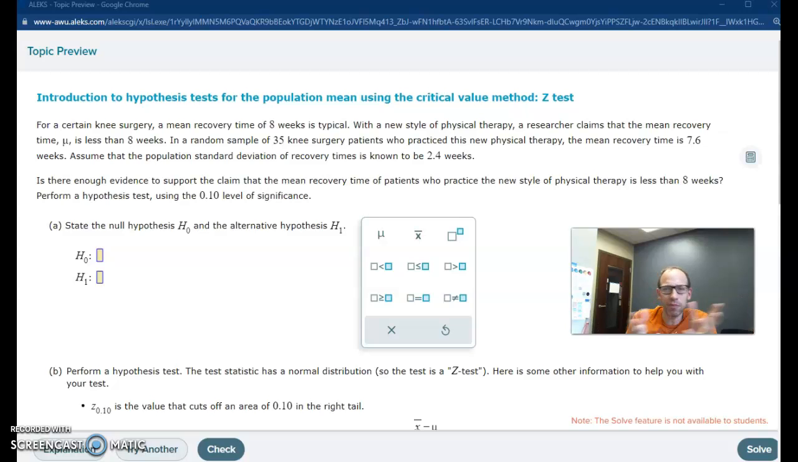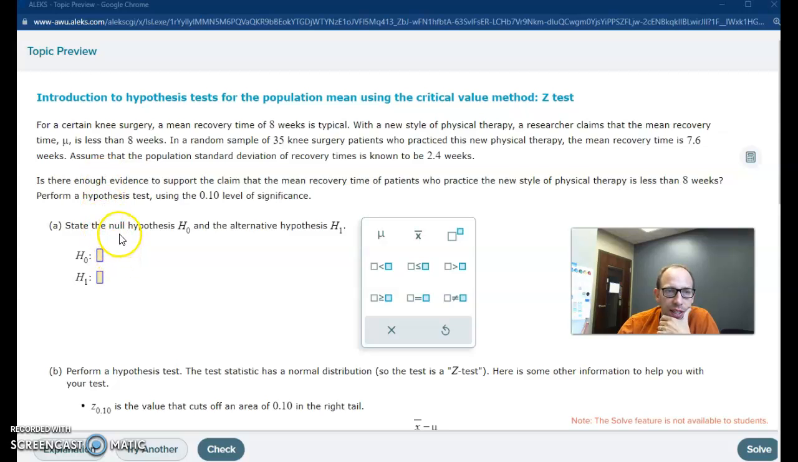Because there's always sampling error, and we have to make sure it's low enough that it's really likely that in general this type of therapy method would actually be lowering the mean below eight weeks. So that's why we're doing the test. We're not asking about this sample. We know for this sample it worked out great. What we want to know is, are the results convincing enough from this sample that we can believe it in general? Okay, so that's why we're going to perform a hypothesis test.